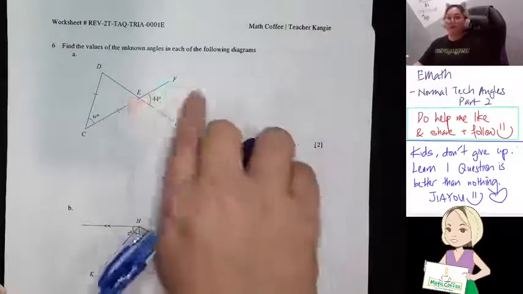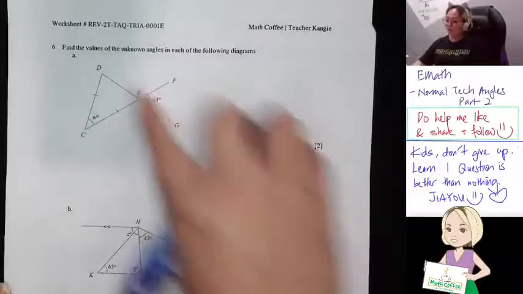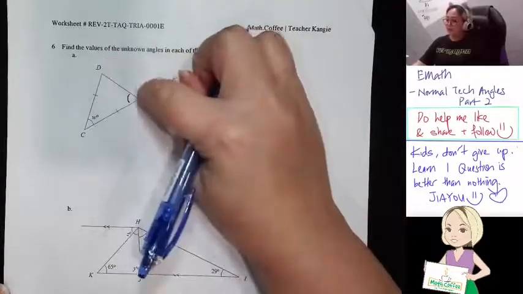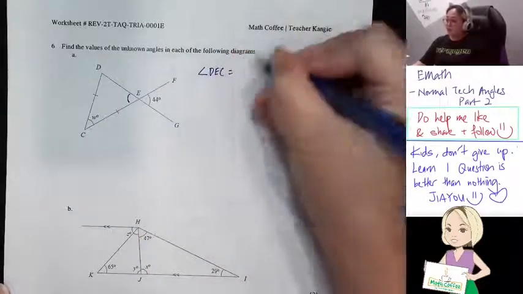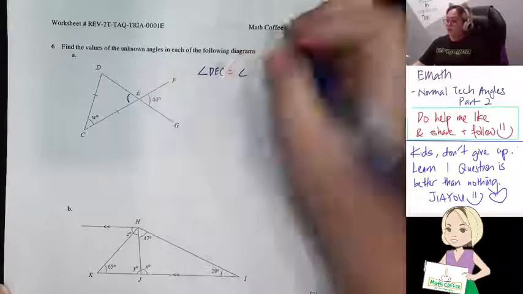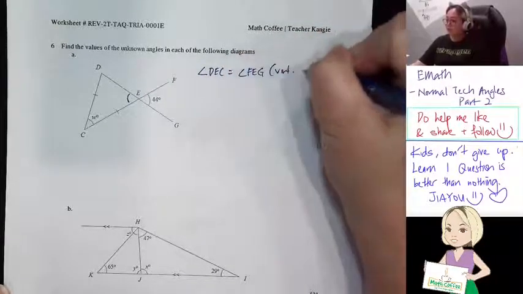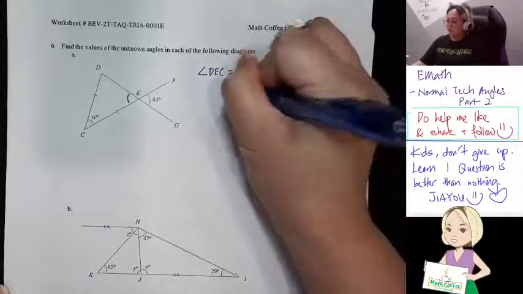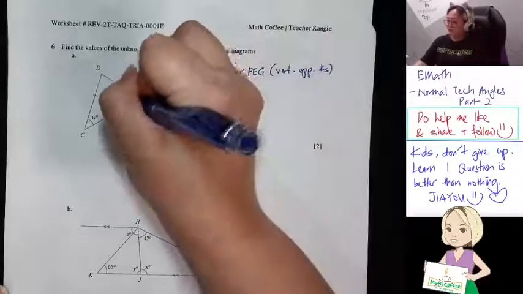So over here, last lesson I also talked about vertically opposite angles. So we will do this one first. You will say angle DEC is equal to angle FEG. Why? Because they are vertically opposite angles. So that will be 44 degrees. So this side is 44 degrees.